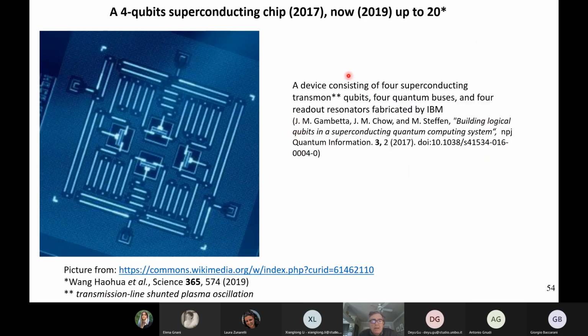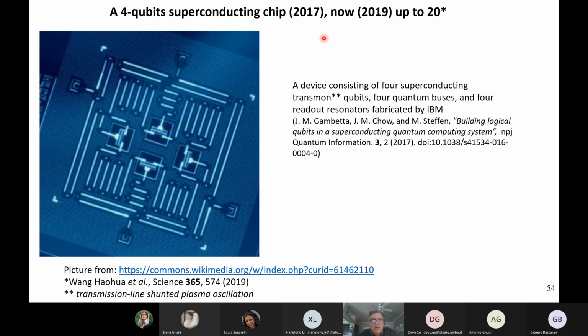How is it used? This is, for example, a picture that I found of an IBM superconducting quantum computing chip made up with this object, which is essentially a Josephson junction. They're transmission line shunted plasma oscillations, but these plasma oscillations oscillate through Josephson junctions, which are superconducting junctions. And I'll tell you in a minute how they're used, vaguely.